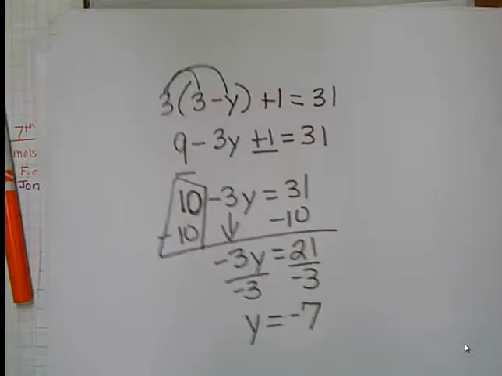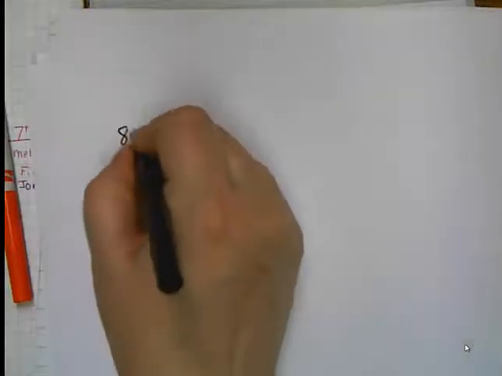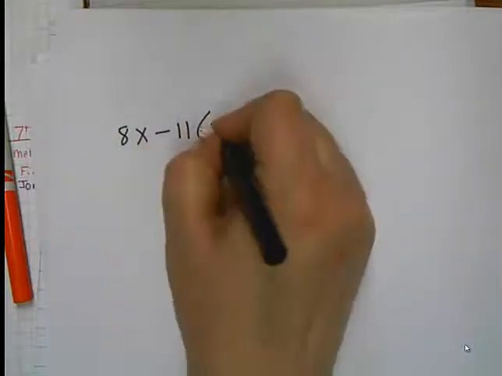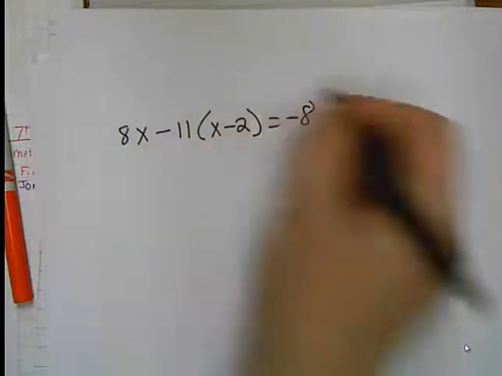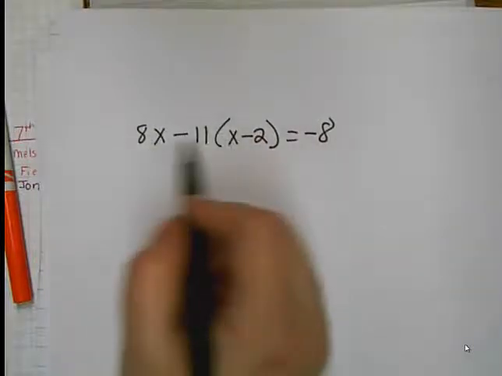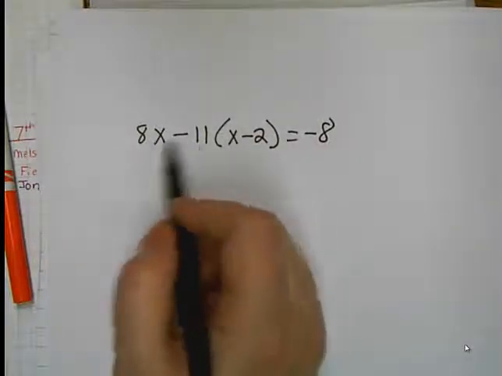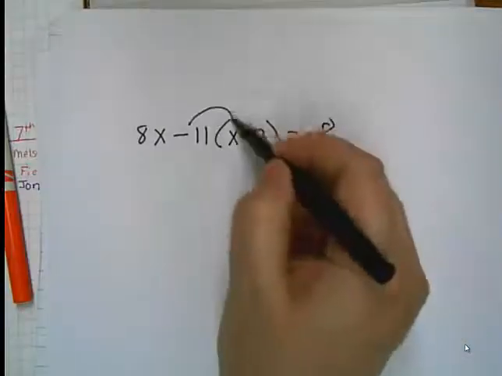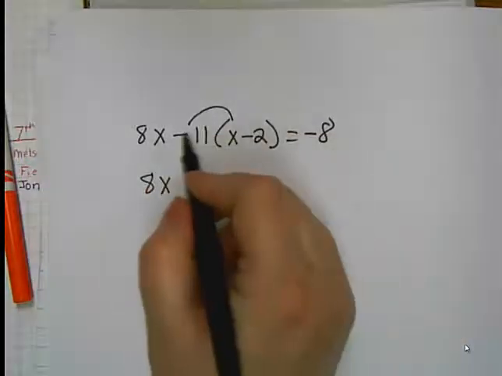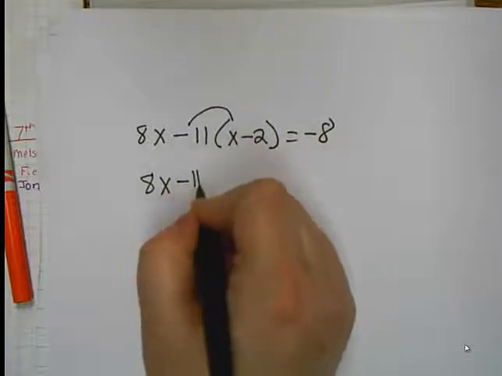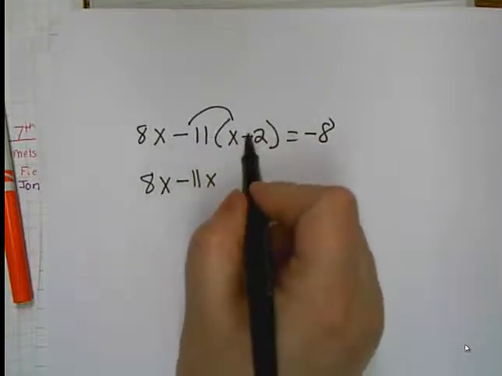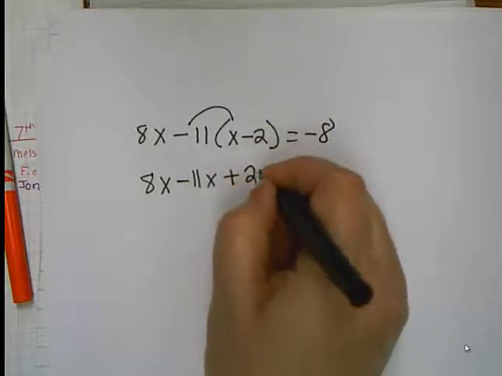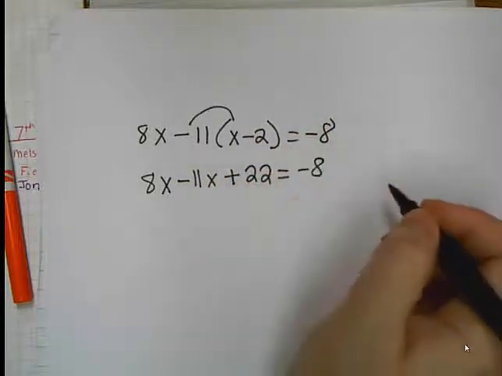Let's try some more of those. Now in this one, a lot of people want to do this first. Well, first of all, you can't combine those like terms. If I covered up that 8x, what am I distributing? A negative 11. So let's distribute that negative 11. My 8x comes down. What's negative 11 times x? Negative 11x. What's negative 11 times a negative 2? Plus 22 equals negative 8.